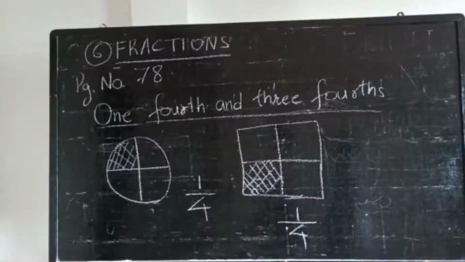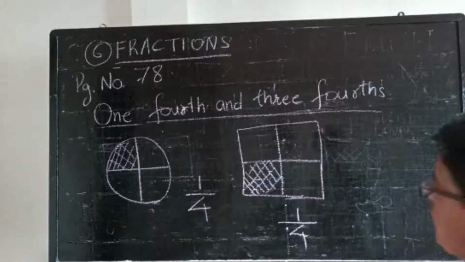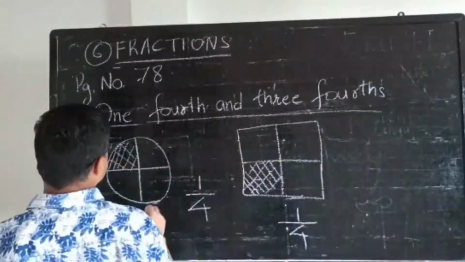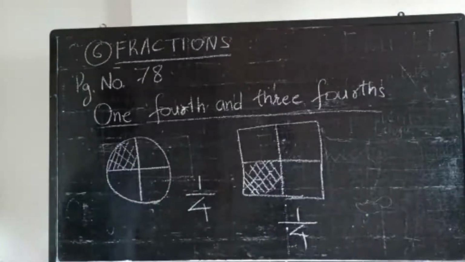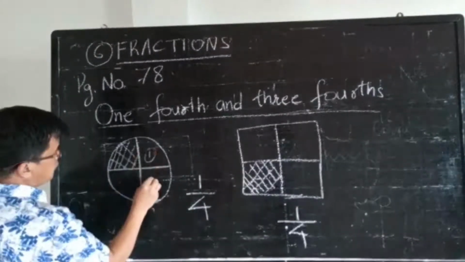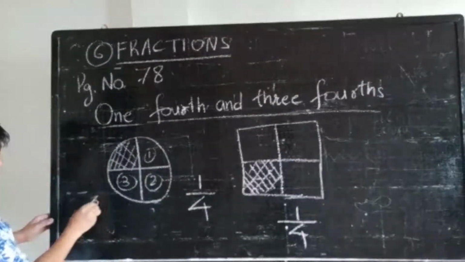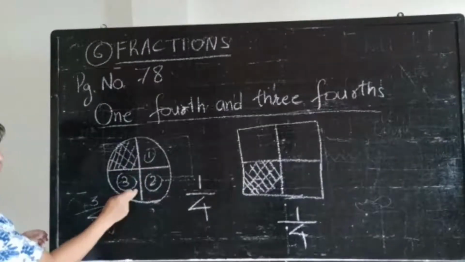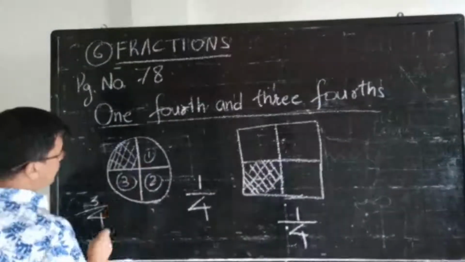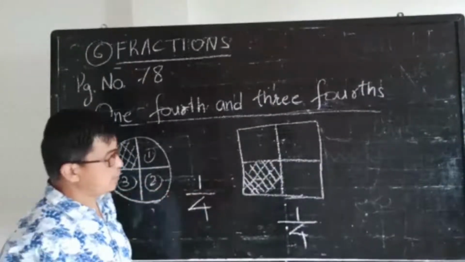Now we come to 3/4. Now look, we will take the same example here. How many parts are shaded? Only 1 out of 4. Now how many parts are not shaded? 1, 2, 3. 3 parts are not shaded. That is 3 out of how many parts? 4 parts. Out of these 4 parts, how many parts are not shaded? 3.